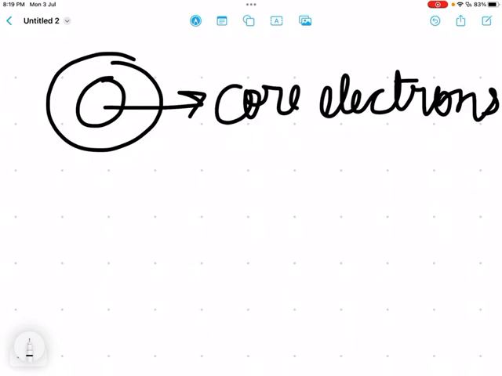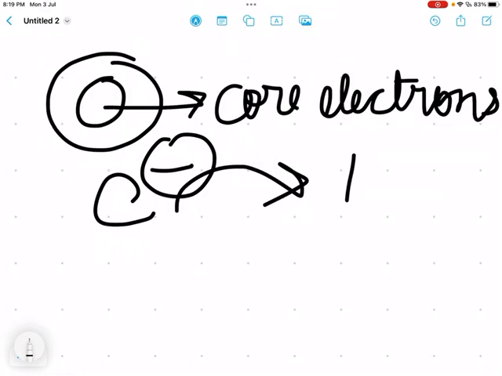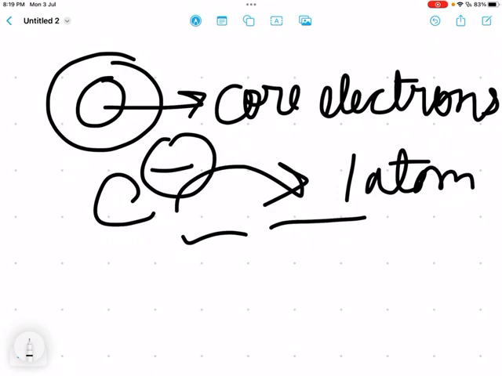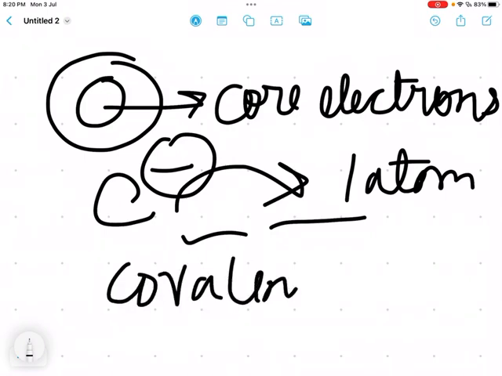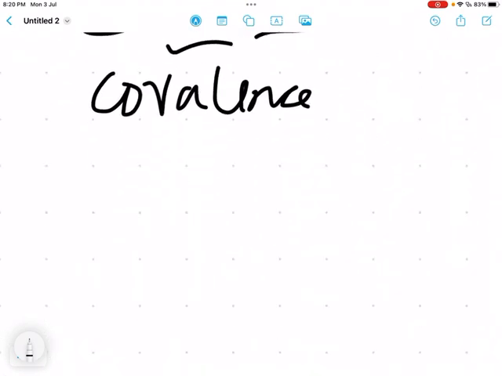The number of electrons transferred per atom is called electrovalency, and the resultant bond is called the electrovalent bond. The number of electrons shared per atom is called covalency, and the resultant bond is called the covalent bond.